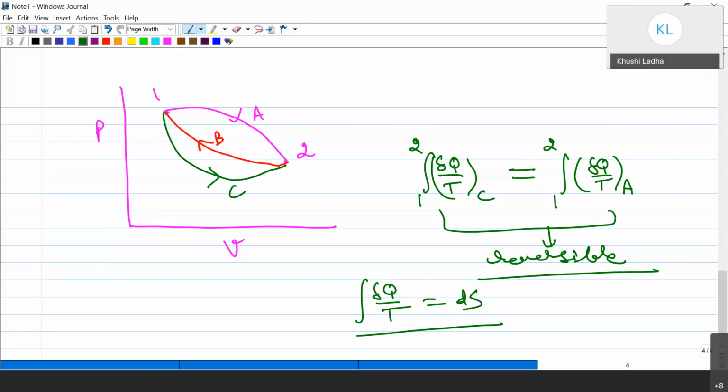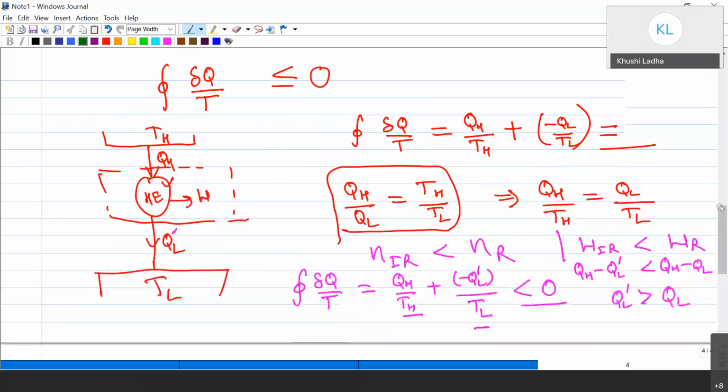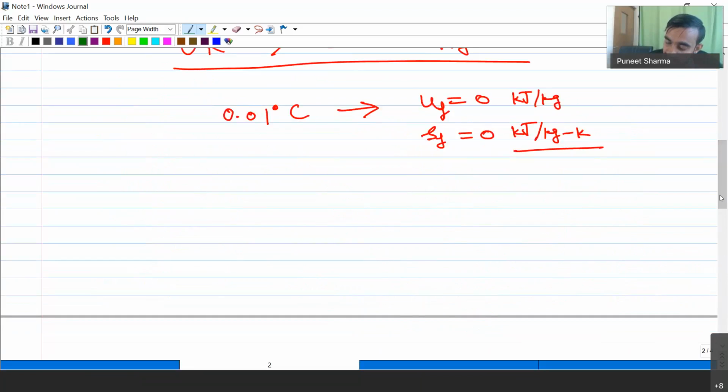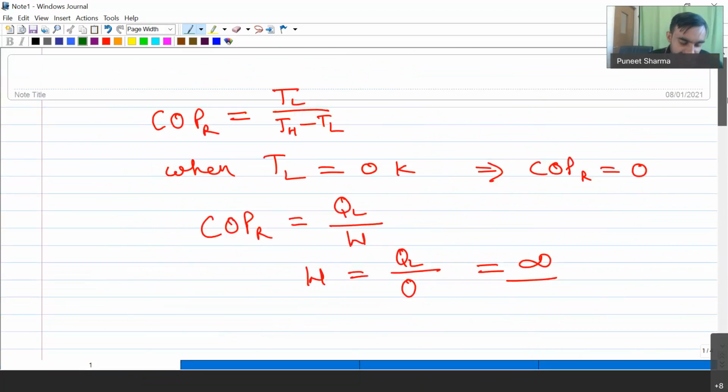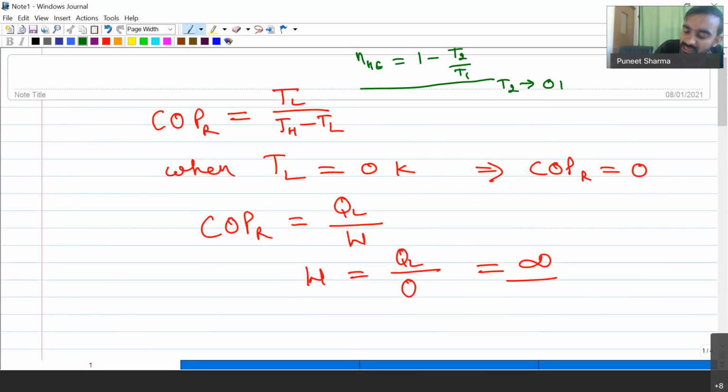Okay. So in the starting, I told that I made a mistake in the previous lecture. If you recall, while I was explaining the efficiency of a heat engine, which is equal to 1 minus T2 by T1, there I told that when my T2 approaches 0 Kelvin, the efficiency of the heat engine will be nothing but 100%.